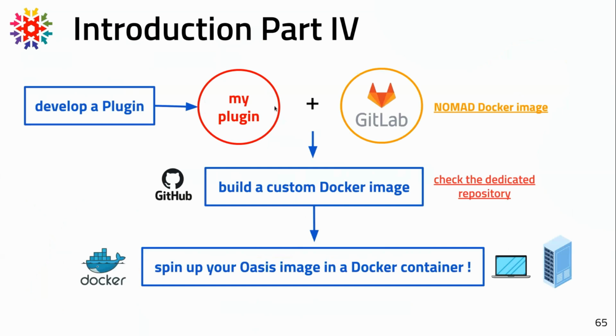So this red circle is what was the focus of part 3. We now have a plugin and we wrapped it properly into a Python package. So we are now ready to actually make this schema and processing available together to the source code of Nomad.